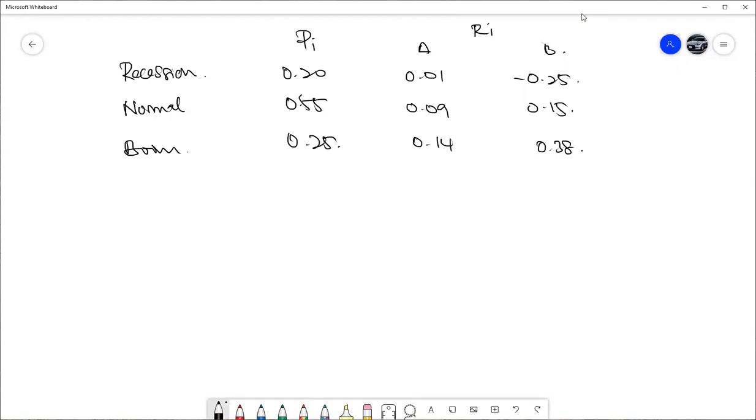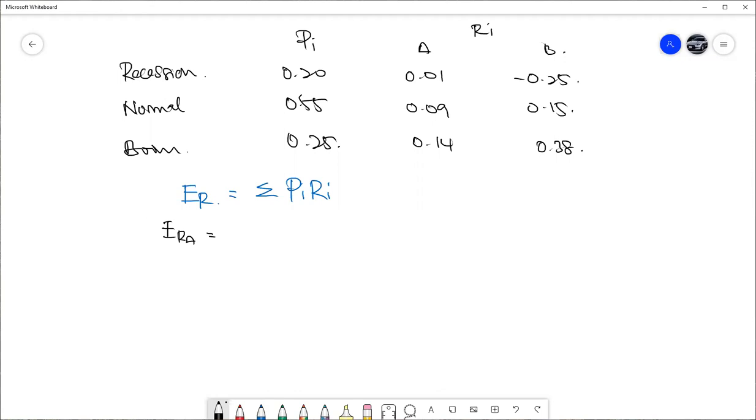The question wants you to find 2 things. Number 1, find the expected return of A and B. Number 2, find the standard deviation of A and B. So let's do the expected return first. Expected return is written as: expected return equals the sum of probability multiplied by return. So what does this mean? Let's do the expected return for A first.